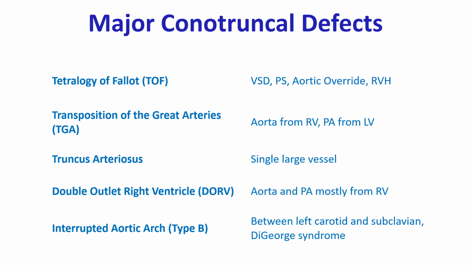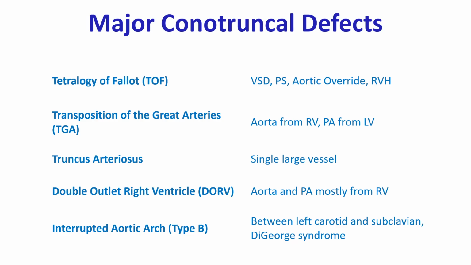Transposition of the great arteries: failure of the conotruncal septum to spiral, resulting in the aorta arising from the right ventricle and the pulmonary artery from the left ventricle. Truncus arteriosus: failure of the conotruncal septum to form at all, resulting in a single large vessel supplying the systemic, pulmonary and coronary circulations. Double outlet right ventricle, DORV: both great arteries arise entirely or predominantly from the right ventricle.